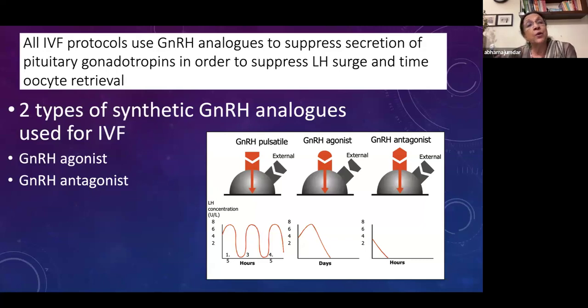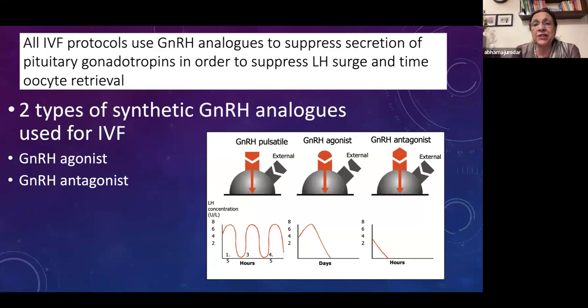Now, what is an acquired deficiency of FSH and LH, the pituitary gonadotropins? What do we use? We use GnRH analogs. What are the two analogs we use? Agonist and antagonist. This is what we use to suppress LH.